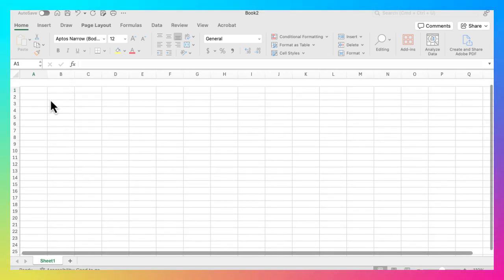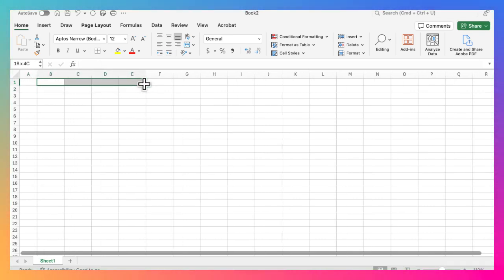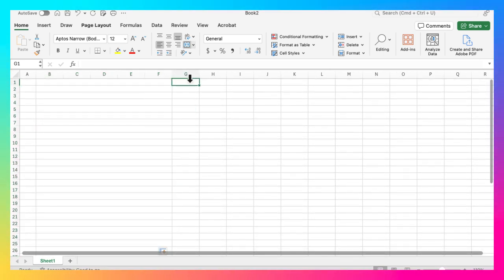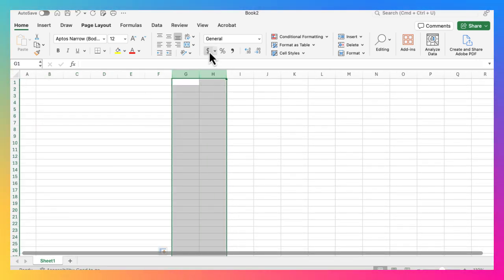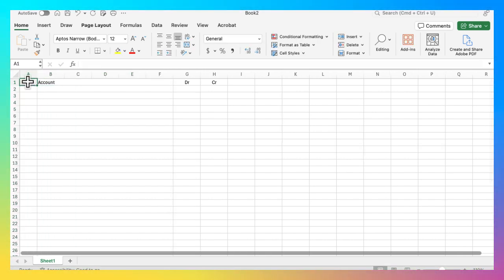First thing I'm going to do is create a journal here in Excel. So bear with me. Apologize, I probably should have done this beforehand. I've got my debit column, my credit column, centered those two, got the account, and then we have the date column.